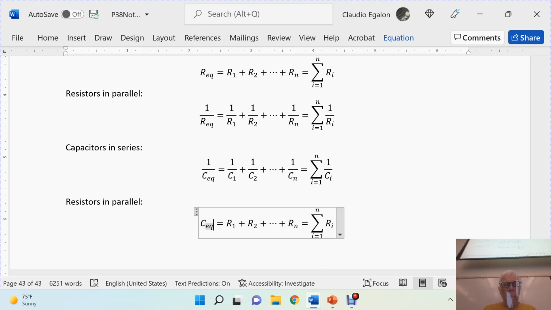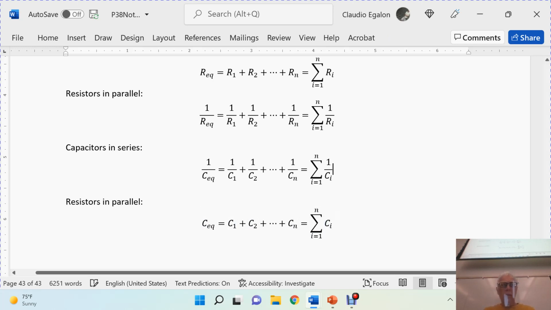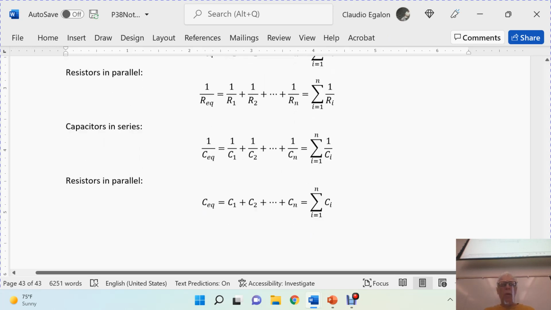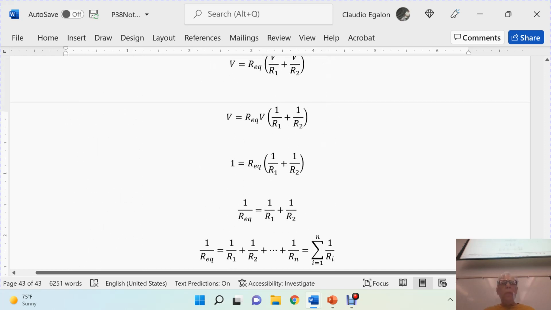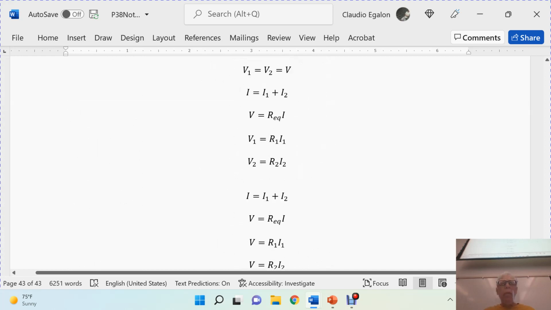And then capacitors in parallel. Why is that the opposite? Have you noticed that? The relations between capacitors in series is similar to the relation for resistors in parallel and vice versa. There's a reason for that. I'm going to summarize it. Here we go. I'm going to put a table like that, just like the other one.